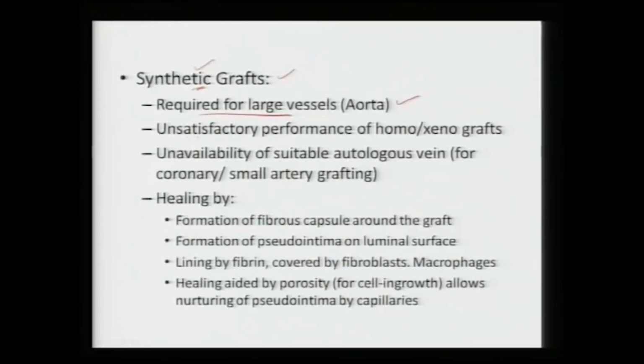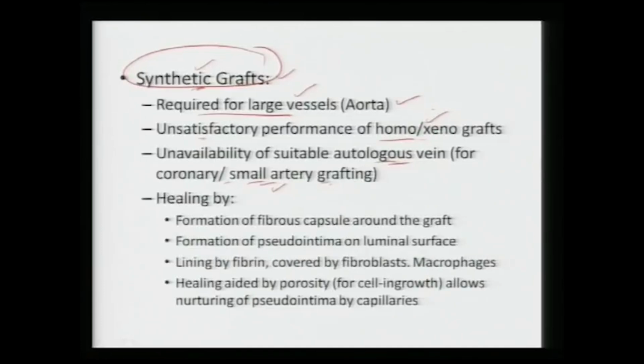We also need to make synthetic grafts when the performance of the homograft or the xenograft becomes unsatisfactory, or if there is unavailability of a suitable autologous vein for either coronary or small artery grafting. So either when we require very large vessels, or very small arteries, or when the performance of the homograft or xenograft itself is unsatisfactory, then we go for synthetic grafts.